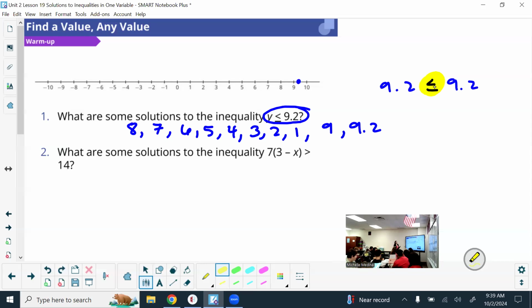Okay, so there's that. And unless it's an equation, then you should have an arrow pointing to where all your solutions are. So table 4, does my arrow need to point to the left or to the right? In what direction would be all the values less than or equal to 9.2? To the left. All right. So that covers the first question, a bit of review of what we learned on Monday.